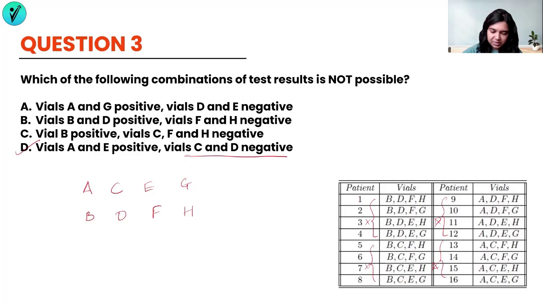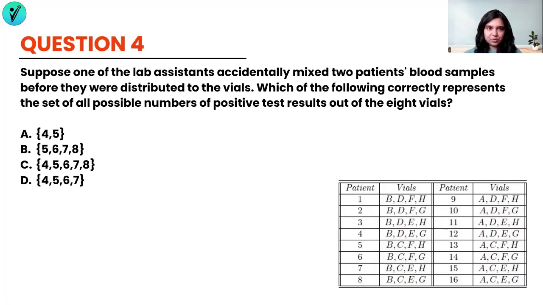That's why D is going to be an answer. I cannot have C and D both negative together. This also can be done by observation of the table itself. Let's look at the last set of the question.